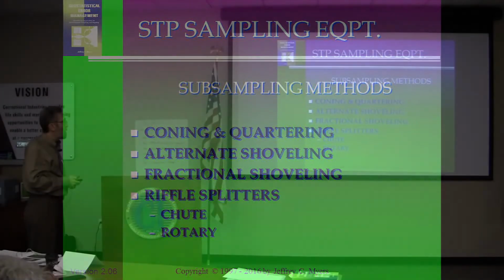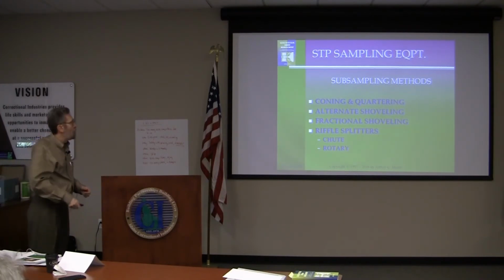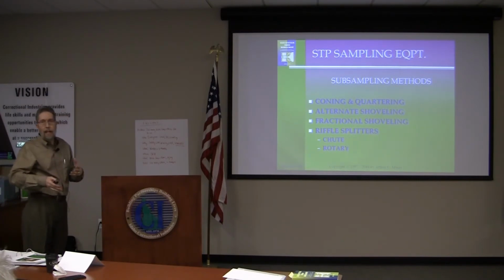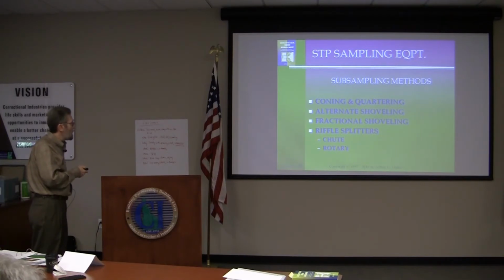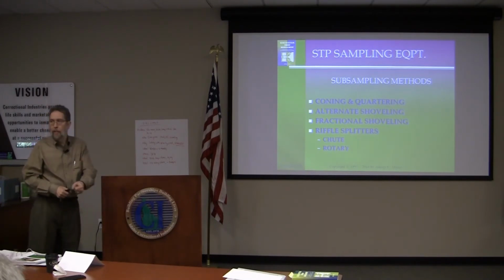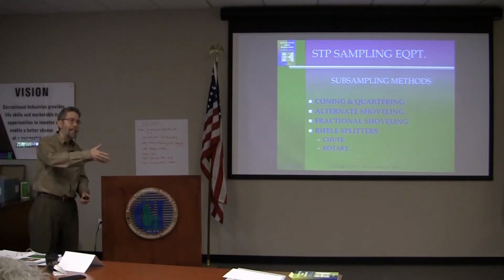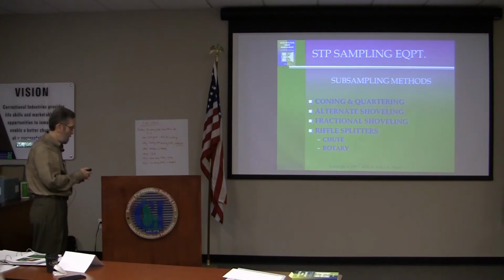Some of the common methods are coning and quartering. The idea is that you make a pile and you cut it into 4 pieces, randomly select one piece, and then either send that to the lab or go through that exercise again, however many times you need. Another one is alternate shoveling, where you take a scoop out of a pile, put it in a little pile, and you make maybe half a dozen piles. Then you roll a die, randomly select one of the piles, and that's the one that goes off for the next round of either subsampling or sampling. Fractional shoveling is a very similar arrangement.